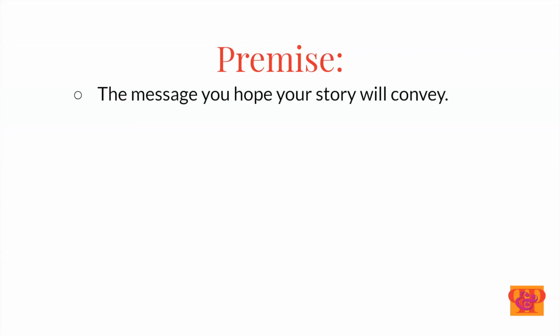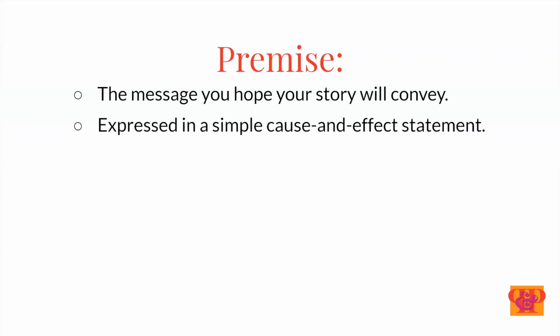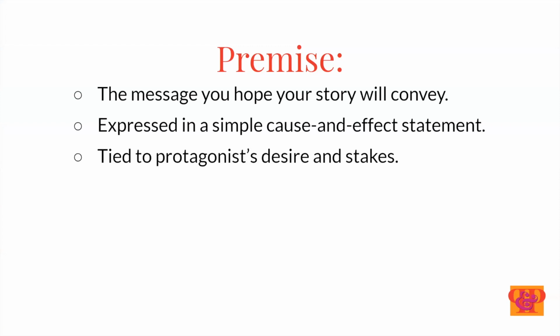The next essential element every story needs is a clear premise that operates in every scene. The premise is the message you hope your story will convey to your reader. It's expressed in a simple cause and effect statement. It's tied to the protagonist's desire and what's at stake in achieving that desire. You may think a love story doesn't need any fancier message than love conquers all, but there are stronger possibilities.